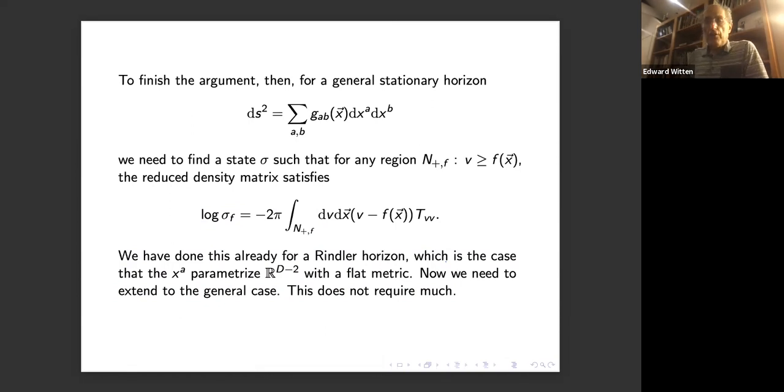Well, we did this in the case where the horizon is a Rindler horizon in Minkowski space. Remember, we considered a Rindler wedge, and then there was the null plane parameterized by v with u equals 0. We took an arbitrary cut, v equals f of x, and we considered the density matrix to the future of that cut. And we got this formula. That was the density matrix for the vacuum. So for a Rindler horizon, if you take the state to be the vacuum, it has the density matrix we needed to finish the argument.